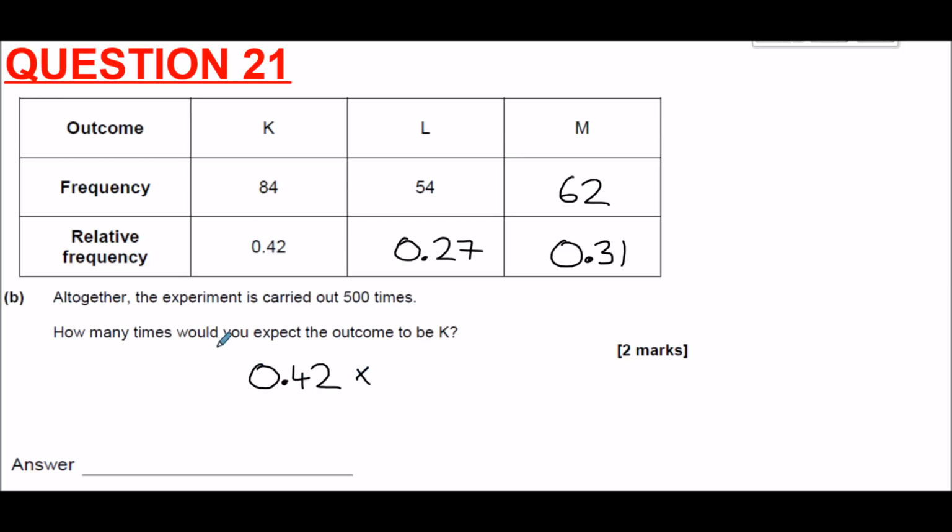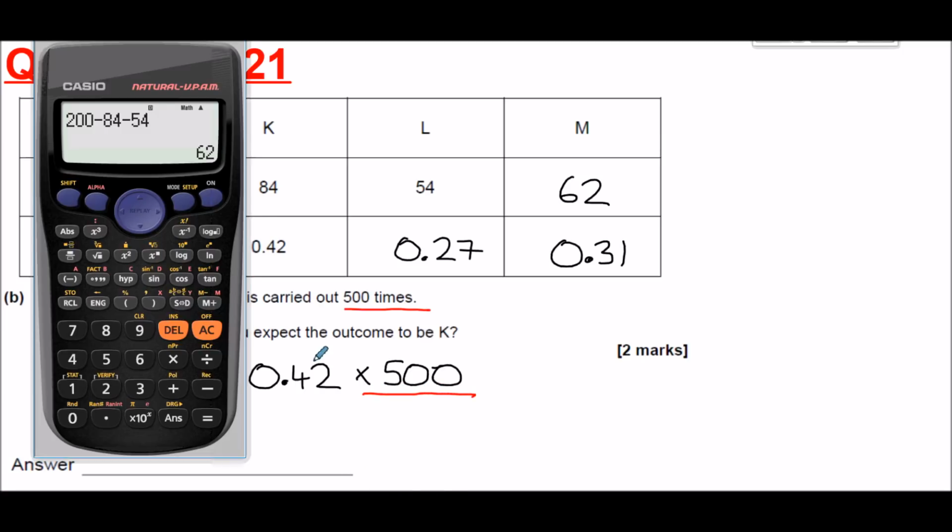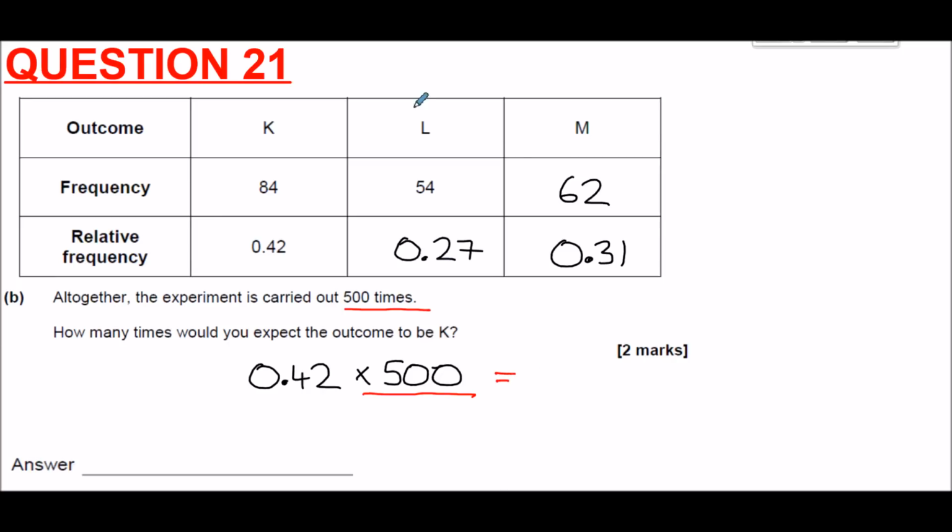So to work out the number of times you would expect a K, what we do is you take the relative frequency and multiply it by the total number of trials. So because this is going to be repeated 500 times, we take the relative frequency of K, 0.42, and multiply by 500. And so if we try this here, what we should get is a total of 210 for expected times that K happens. And that's therefore our final answer for question 21.